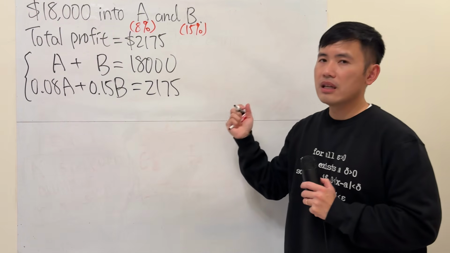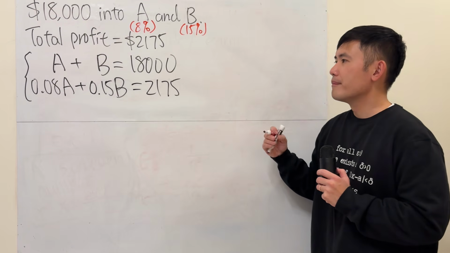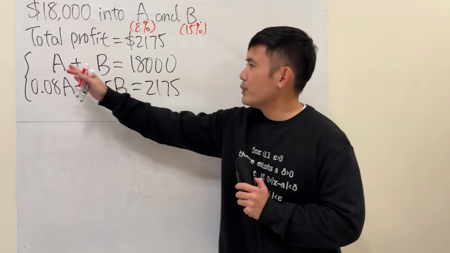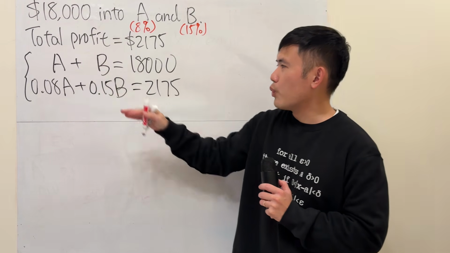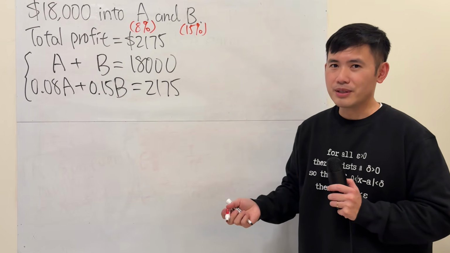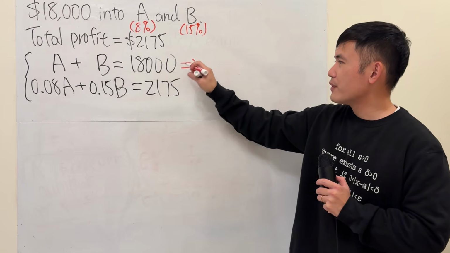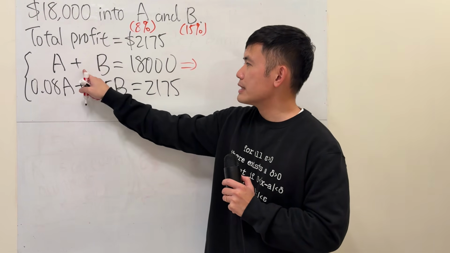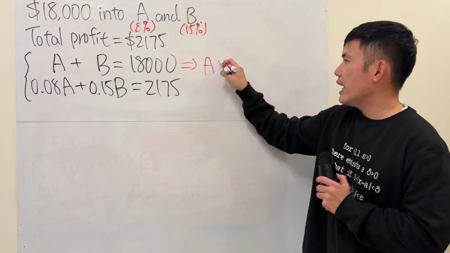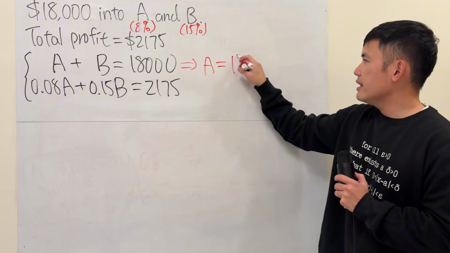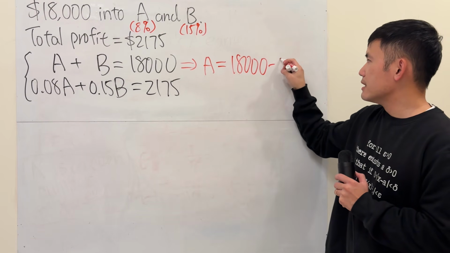Here is a system of equations. How do we solve it though? Here we have A plus B, so the coefficients are just 1. Maybe we can use a substitution. If you want to use elimination, that's fine too. But I'm just going to look at the first equation, and let's say I'm going to subtract B from both sides. So we get A is equal to 18,000 minus B.